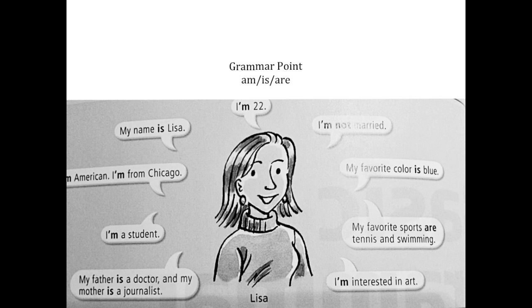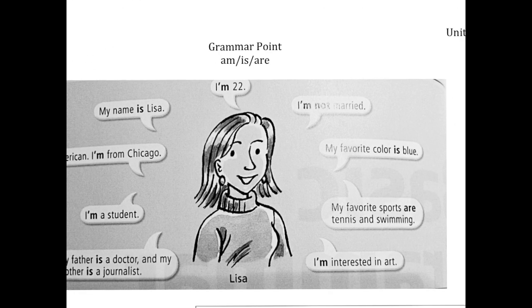Alright, so today we're doing am, is, and are. So let's talk about Lisa, who's down here. And with Lisa, she's saying different things. Oops, a daisy. Boom. She's saying different things. So she has: I'm 22, my name is Lisa, I'm from Chicago. My favorite sports are tennis and swimming.